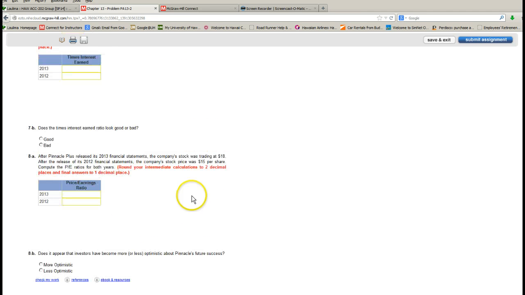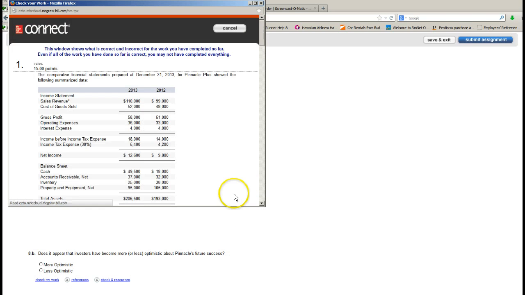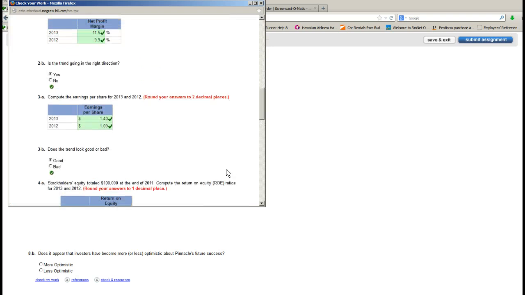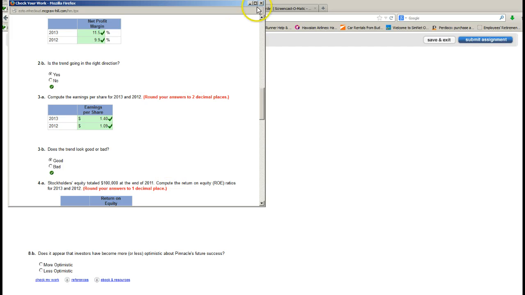And again, we can do a quick check, see how that stacks up to what the book is saying. And the book says yes, it's a good trend.